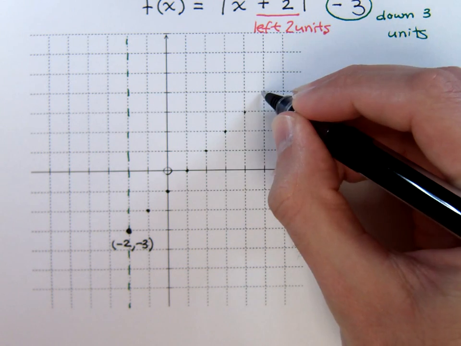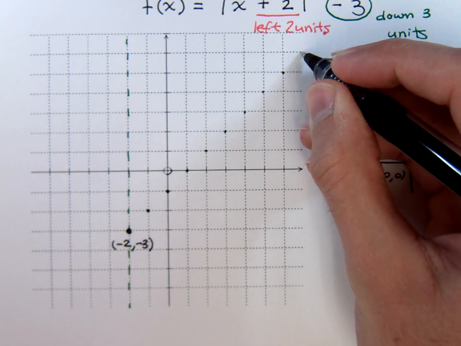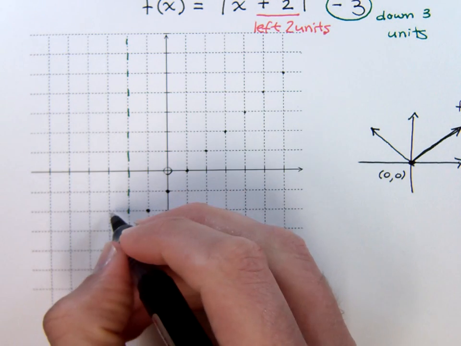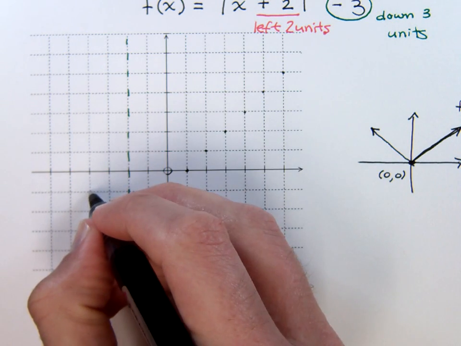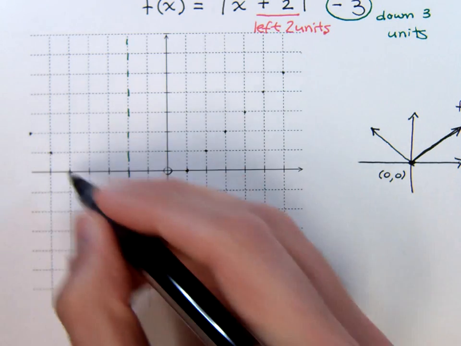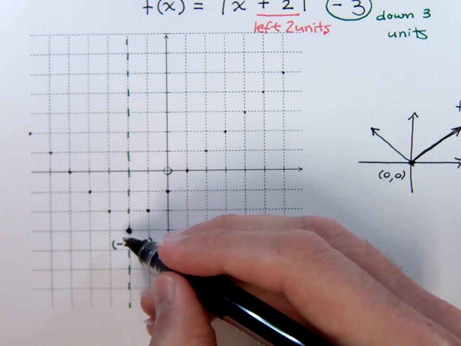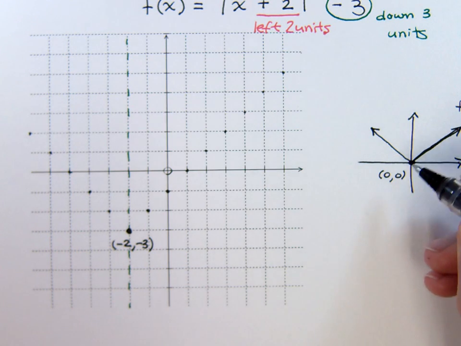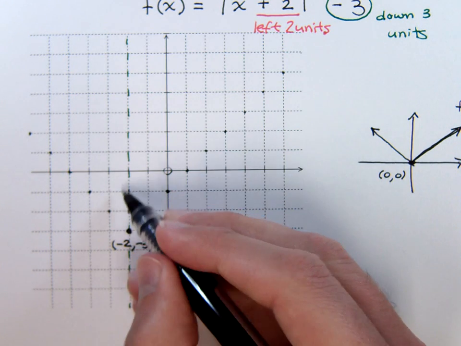The more points you have here, the easier it is to draw a nice line. And then we're going to repeat that over here. And we have these nice points, and you see this nice V shape, the same shape that I had with my original function, except it's been shifted to the left 2 and down 3.